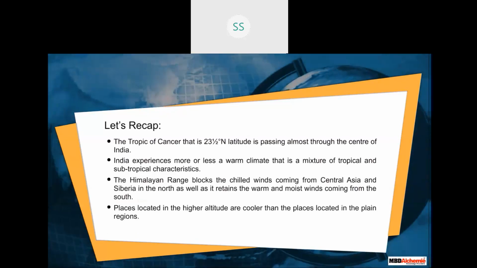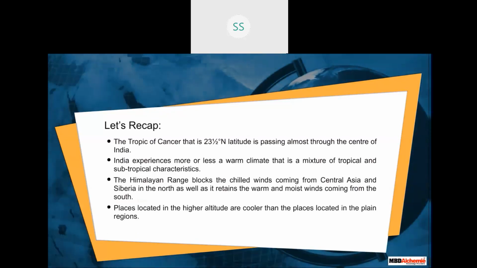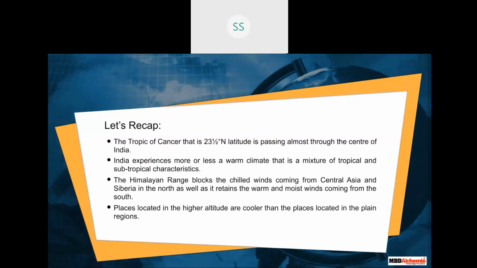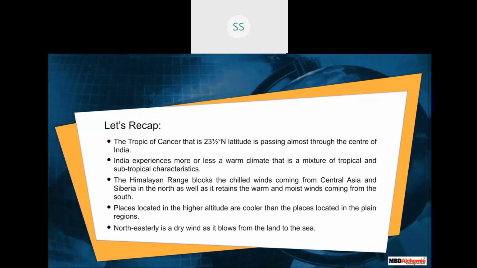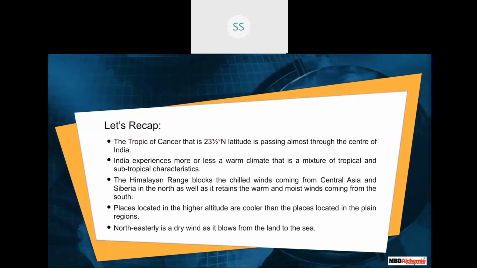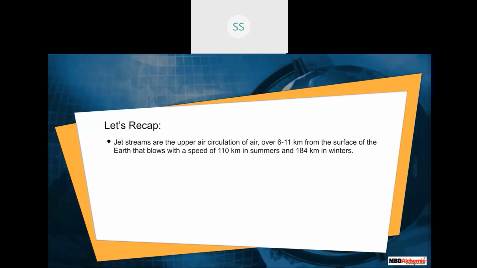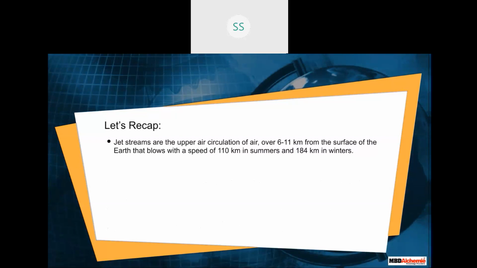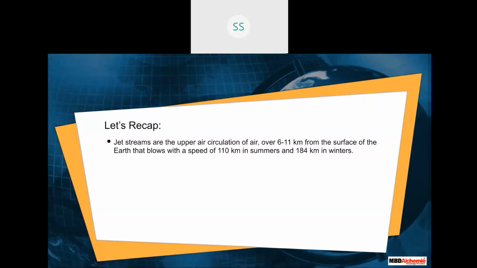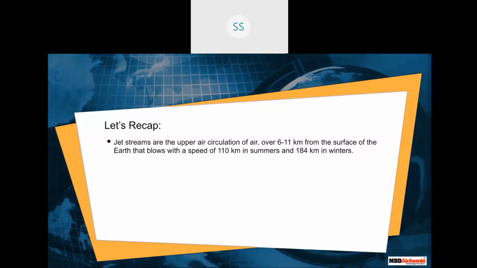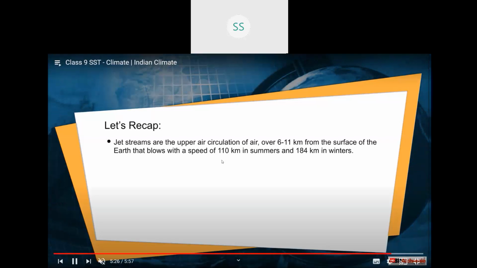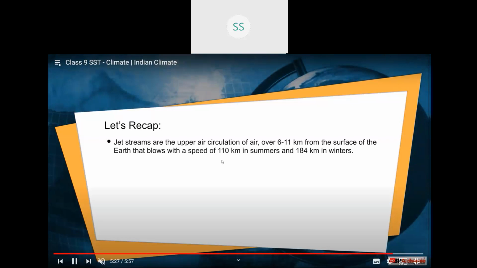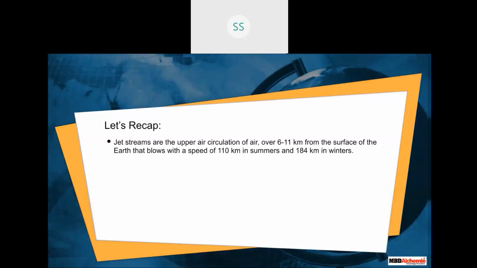The places located at higher altitudes are cooler than the places located in the plain regions. The northeasterly is a dry wind as it blows from land to the sea. Jet streams are the upper air circulation of air over 6 to 11 kilometers from the surface of the earth that blows with a speed of 110 kilometers in summer and 184 kilometers in winters.